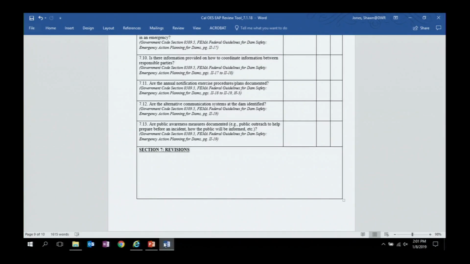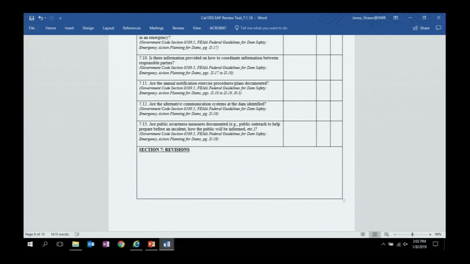Is there information on how to provide and coordinate information between responsible parties? And we kind of talked about that a little bit earlier on. But also, what type of communication are you using? Again, if the power goes out and there's no way to use the normal landline, how are you going to communicate? Do you have cell phones? Do you have walkie-talkies? I don't know what you would use, but you want to identify what that would be.